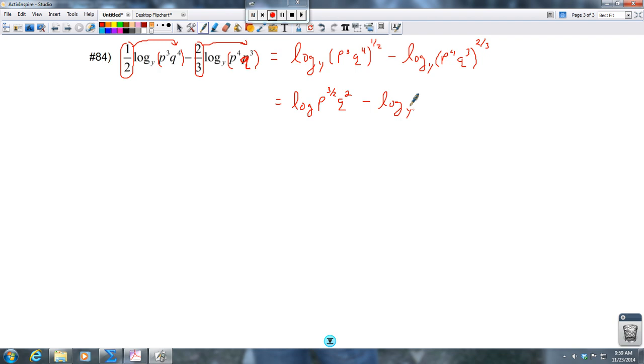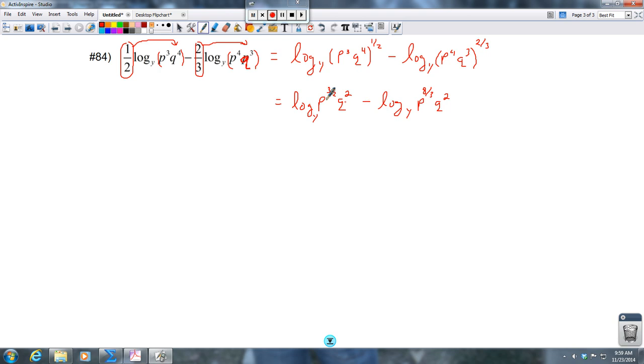minus log base y. I got to put my y back over here also. Log base y of 4 times 2/3. Well, 4 times 2 is 8, so that's 8/3. So p to the 8/3 power. And we have q to the 3 times 2 is 6. 6 divided by 3 is 2. Q to the second power.